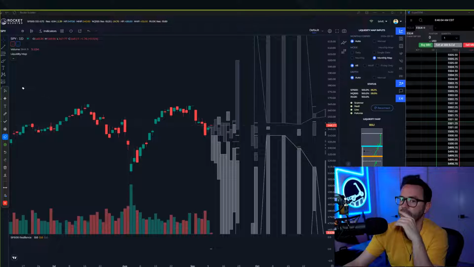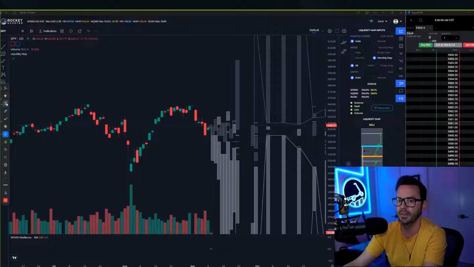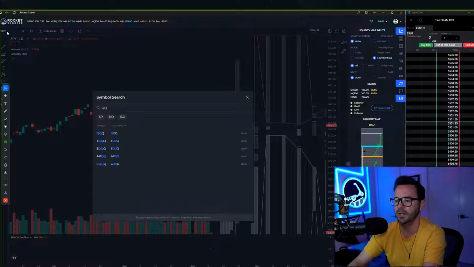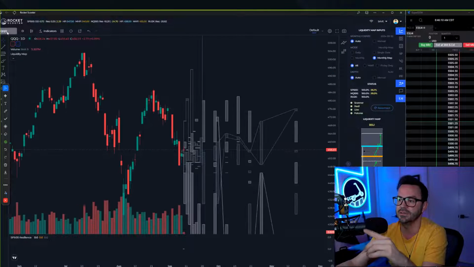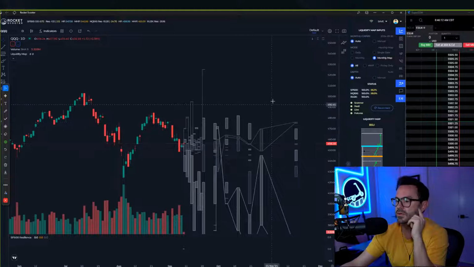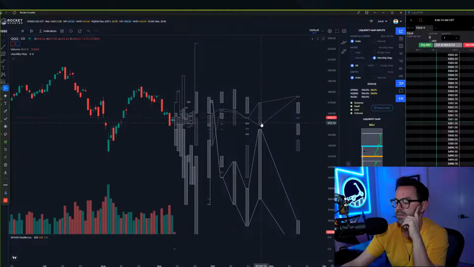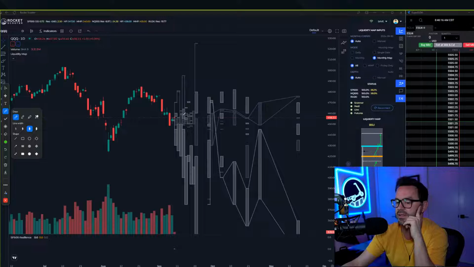We still have illiquidity pockets on the S&P. QQQ, same thing, I'm sure, but let's double check. What we want to do is see how it changes over time. QQQ is still a mess, man. It's still a mess until the end of October. That's the crazy part.